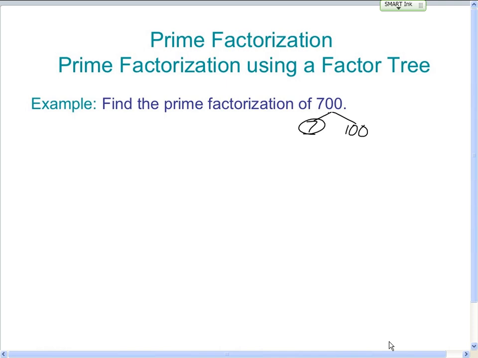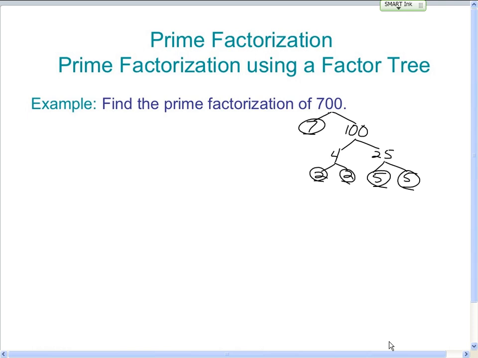So then we have 100. Well, what two numbers will multiply to get 100? Let's see. Well, 4 and 25. Neither 4 nor 25 are prime, but 4 is 2 times 2, and 2 is prime. And 25 is 5 times 5, and 5 is also prime.